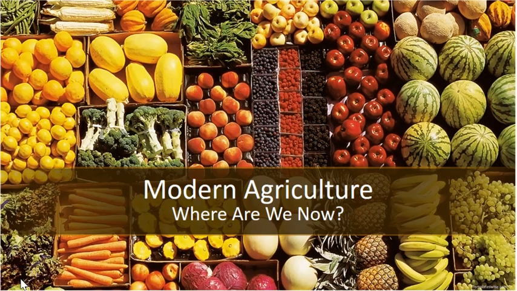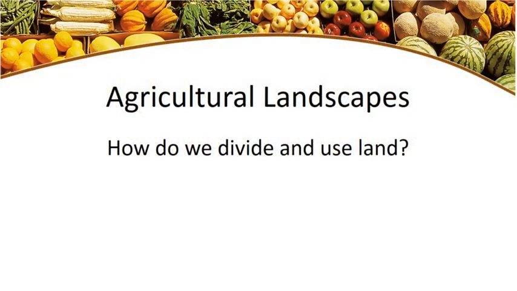Today, I would like to continue our conversation about agriculture, and I want to talk about land divisions. We've talked a little bit about agricultural landscapes in terms of what kind of farming we do and where we do it, but now I want to talk about this idea that once you have permanent food production, you have dedicated land, right?